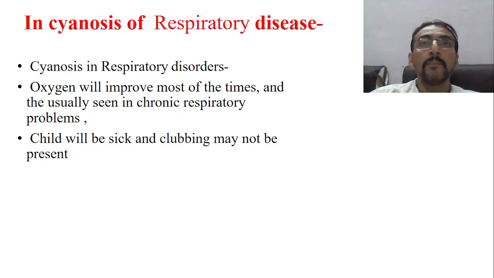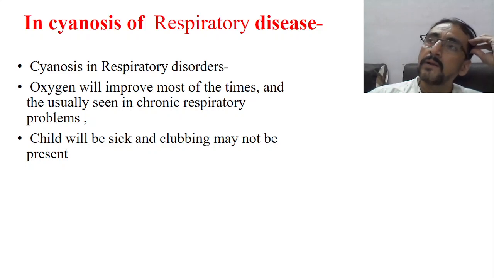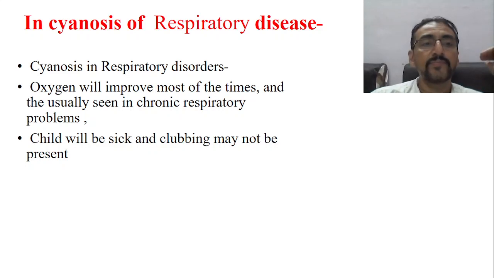How? Very simple. If you provide oxygen concentration, most of the time in respiratory disorders cyanosis will disappear, and usually it is seen in chronic pulmonary problems, that means chronic obstructive pulmonary disorders or bronchiectasis or some other chronic problems. Simply it will not develop, and if at all it develops, it will be controlled or disappear by giving oxygenation. Therefore the child always looks sick, and clubbing may or may not be present. Sometimes in chronic cases clubbing may be present, sometimes it may not be.